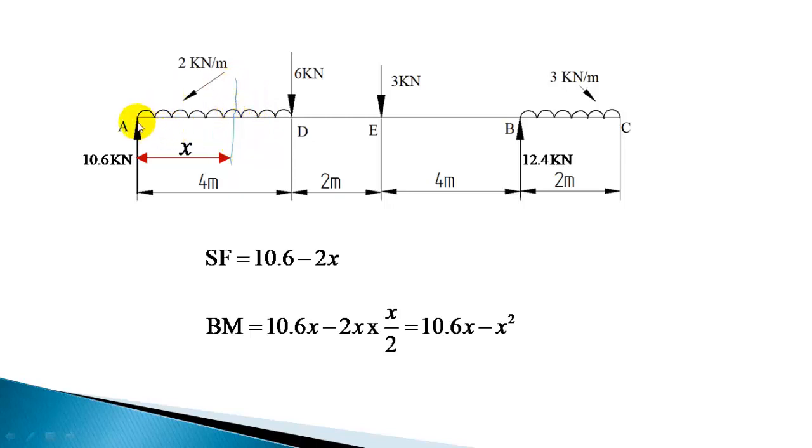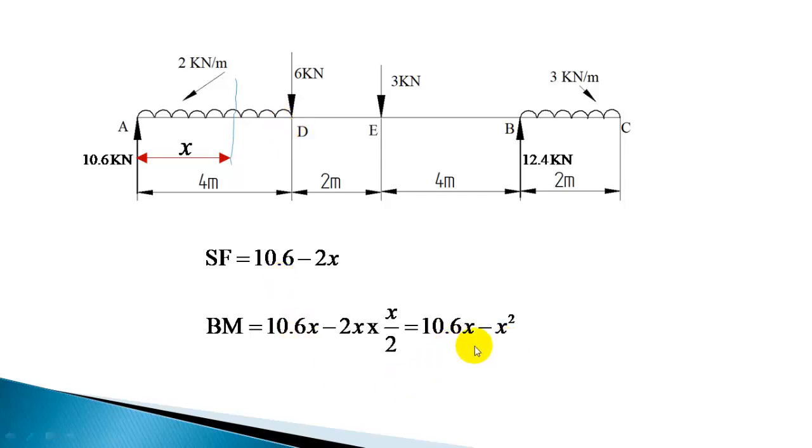Anywhere between x value changing from 0 to 4, this equation is valid. So if you put x as 0, you get the bending moment at A, that is 0. And if you put x as 4 meter, you will get the bending moment at D. So we already got the bending moment at D. You can check by putting x as 4. When you substitute x as 4, you will have 10.6 into 4 minus 4 square, or 16, which will give 26.4, the same value which you got earlier for the bending moment at point D.